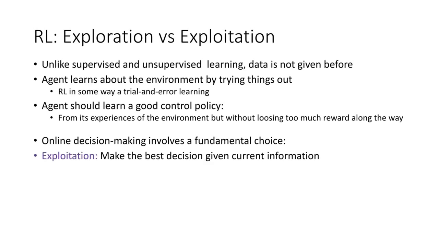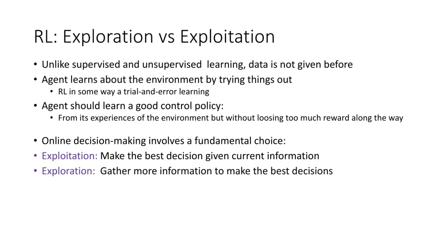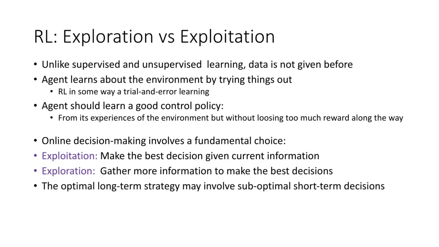Such an online decision making problem typically involves two choices. One is the choice of exploitation. That is, you may want to take the best decision given the current information. The other is exploration, where the algorithm may want to gather more information by taking some action that may not be optimal if you are thinking only about the rewards, but it may be really good for gathering information. So a long-term strategy may involve a suboptimal short-term decision.